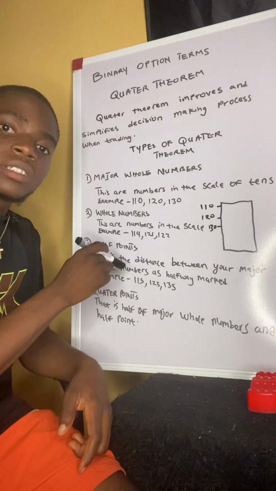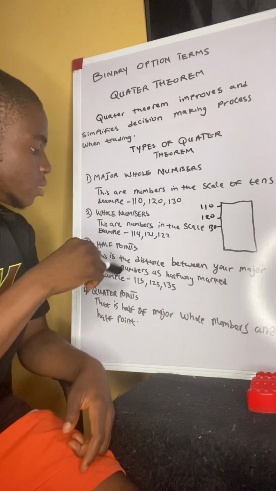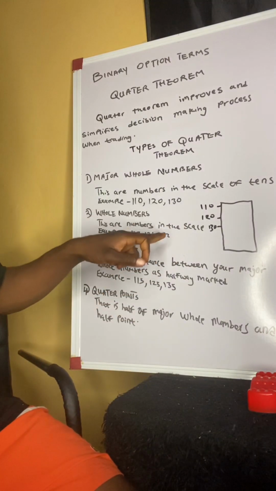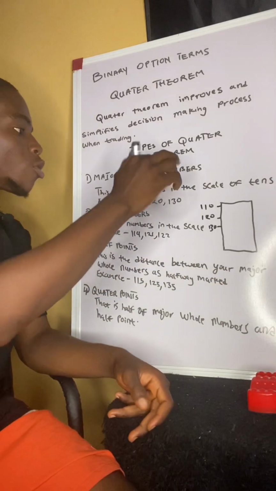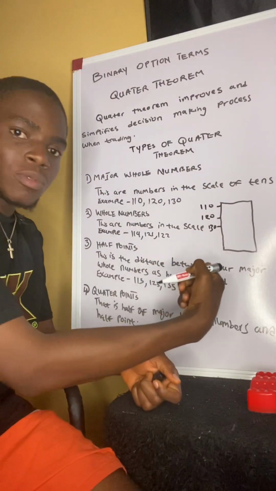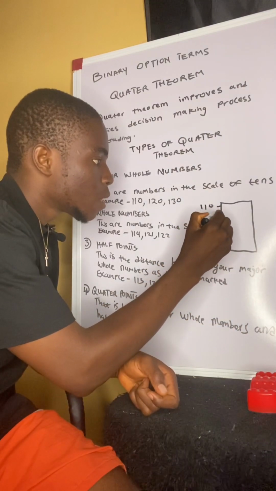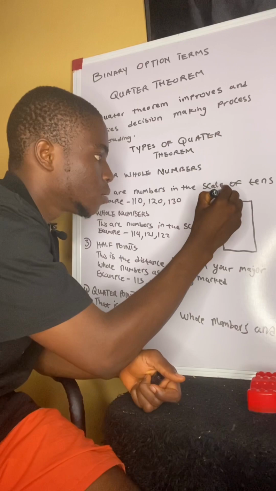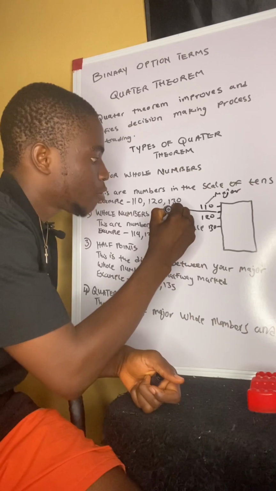We'll talk about the half points. The half point is the distance between your major whole numbers and halfway marks. This is your major whole number, and this is the halfway mark. This distance between your major whole number and halfway mark will give us the half point. This is major whole numbers, and here this point will give us the half points.